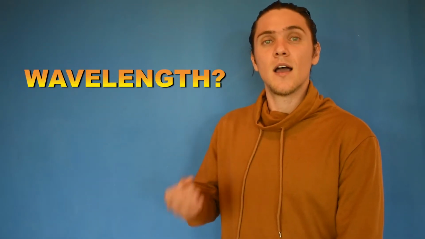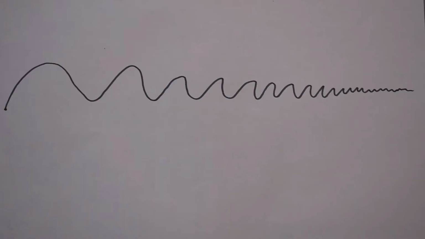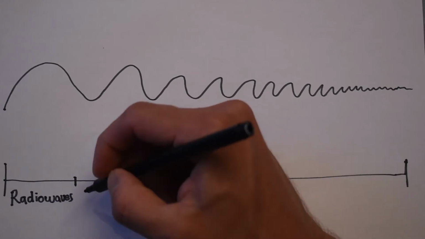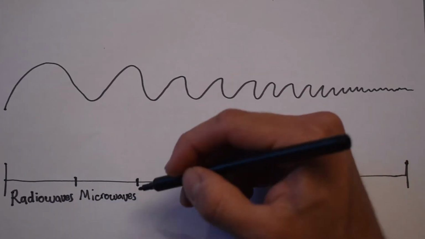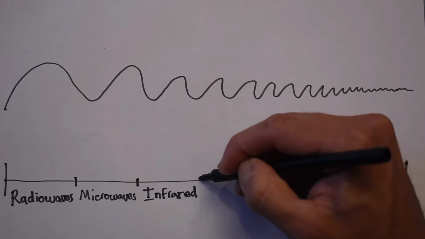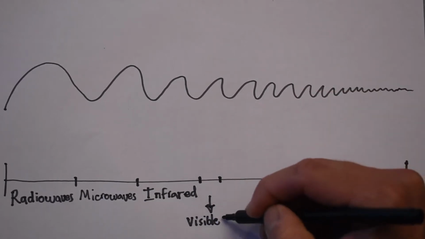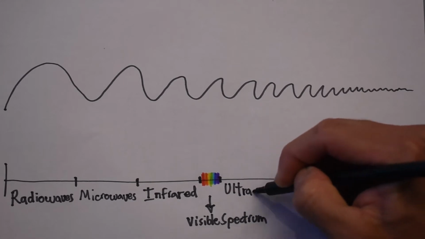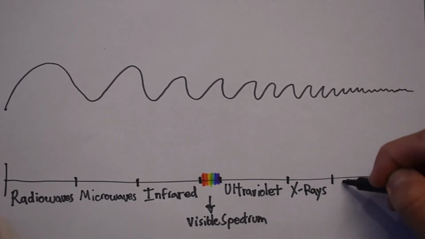What's a wavelength? A wavelength is the distance from the top of a wave to the top of the other wave, or from the bottom of one to the bottom of the next one. From the bigger wavelength to the smaller, we have several wavelengths. We have radio waves, microwaves, like the ones in the microwave oven. We have infrared, which means below red. We have the visible light, which is the one that we're talking about. Then we have the ultraviolet, which means above violet. We have X-rays and gamma rays.